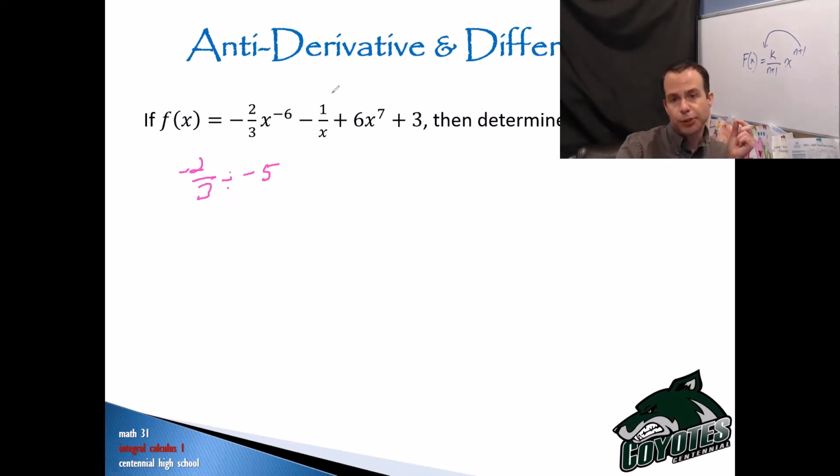Here, I want you to notice that 1 over x, that's going to be ln absolute value of x. Okay, ln absolute value of x. Here, this is going to be raised to an 8, so then this will end up being 6 over 8, which will be reduced to 3 over 4, and then this will be 3x, okay?